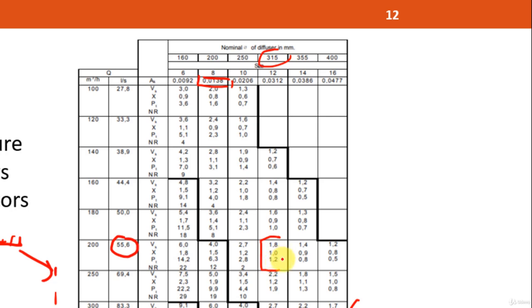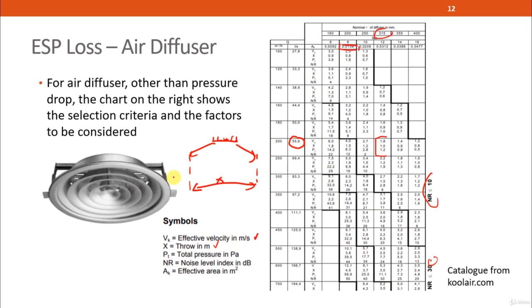But the problem is the throw will be lesser, because if the speed when it comes out is not as fast, then the throw will be lesser. It will cover a smaller area. So a bigger diffuser doesn't mean it can cover a bigger area. In fact, it's the opposite. The bigger the diffuser, the smaller the coverage. What affects how far I can throw is the amount of airflow quantity. If the airflow quantity is already fixed, the bigger your diffuser, the smaller your coverage.